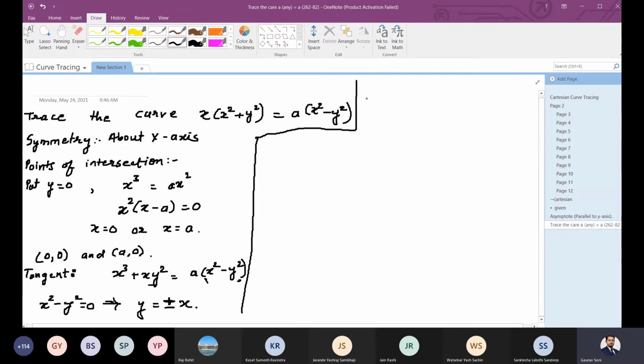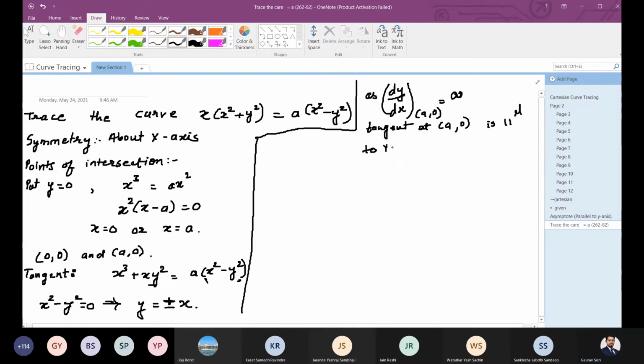So as dy by dx at a comma 0 is equal to infinity, the tangent at a comma 0 is parallel to the y-axis. That's one asymptote, parallel to the y-axis.